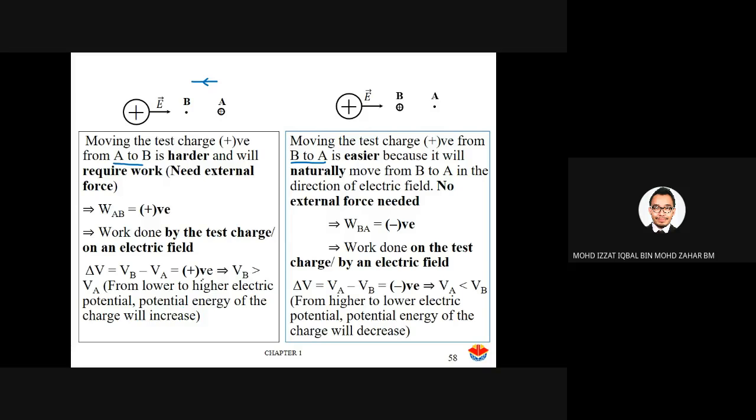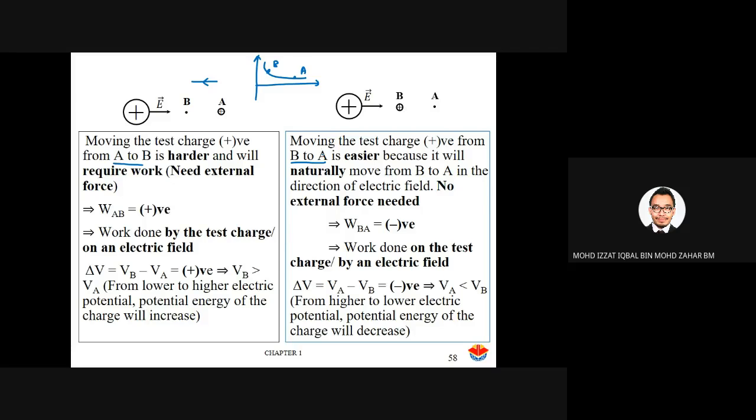Okay, V dia pun positif juga sebab again, if you have a positive charge, your graph should look something like this. This one is B, closer to the point charge. This one is A, further away. So kalau saya nak gerak from A to B, B is bigger than A. Kalau saya nak gerak B ke A is lower than B.